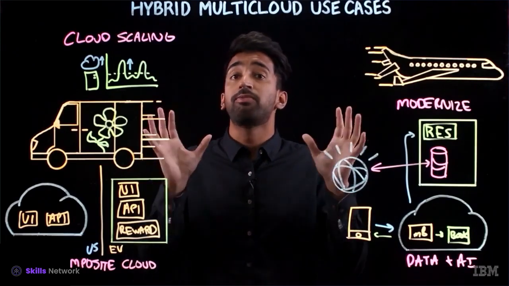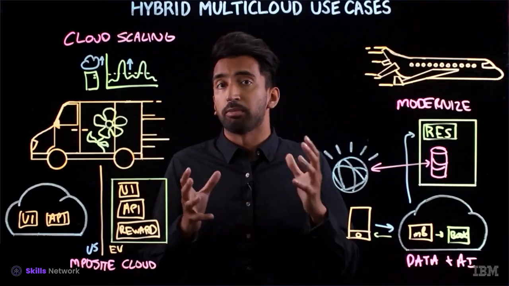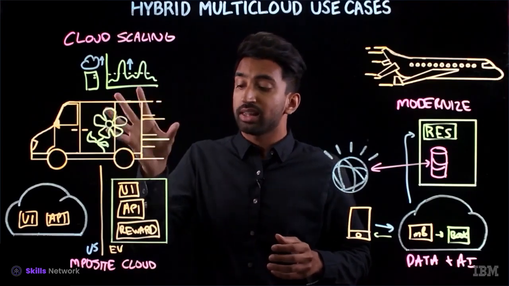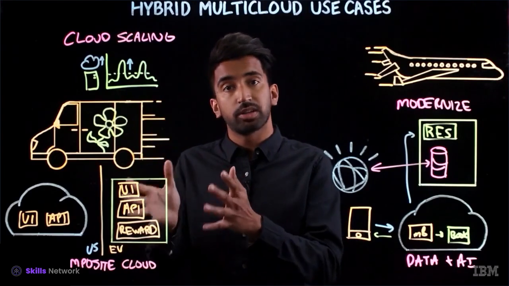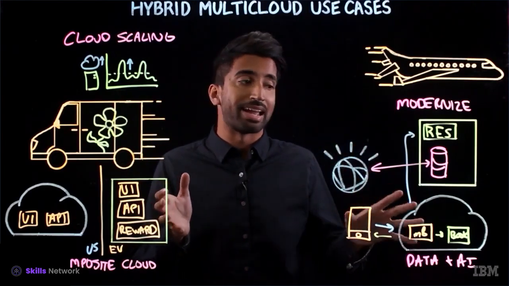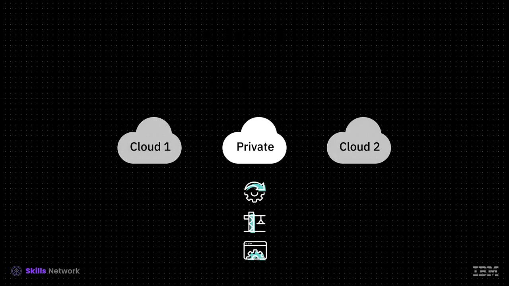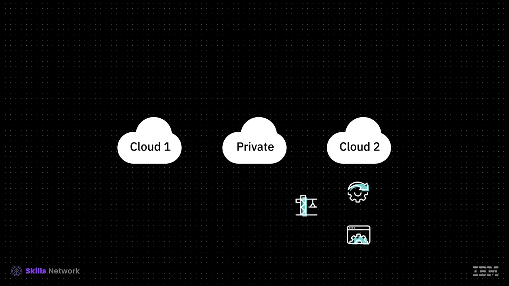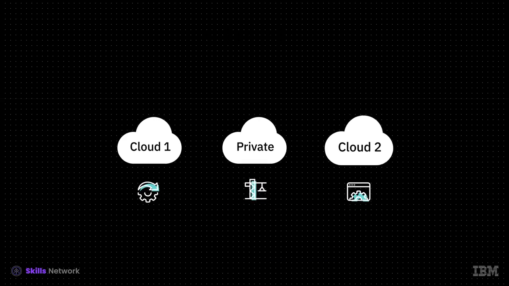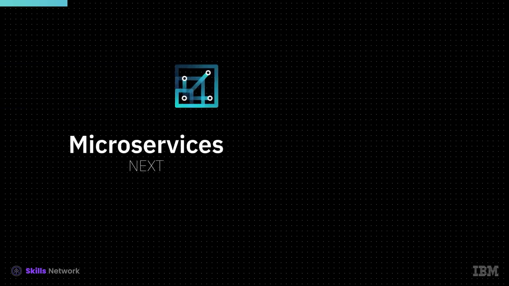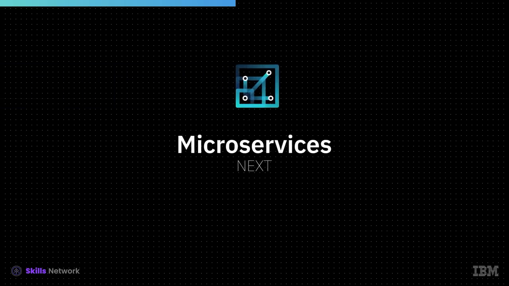Today we talked about 4 major use cases for hybrid and multi-cloud platforms: cloud scaling and composite cloud in the flower delivery service, as well as modernization and data and AI for the airline industry. Another reason for adopting a hybrid multi-cloud strategy is to prevent lock-in to a specific vendor's cloud platform and have the flexibility of being able to move workloads from one cloud platform to another as the need arises. In the next video, we will understand what a microservices architecture is, its features, benefits, and use cases.